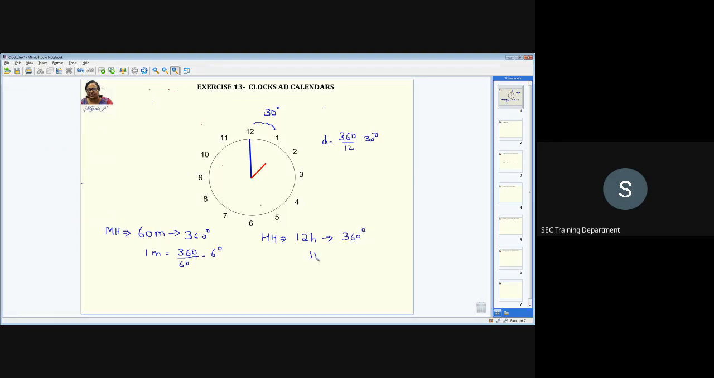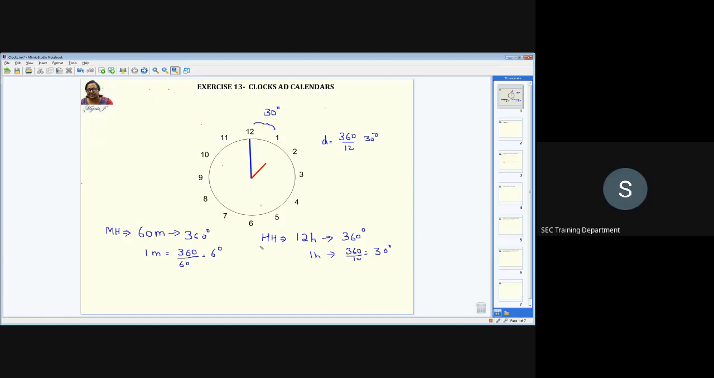So 1 hour, how much is it going to cover? 360 divided by 12, which is nothing but 30 degrees. It's the same thing. 1 hour means, from 12 it will move to 1. So that is 1 hour. It's going to cover 30 degrees. 1 to 2 again is 1 hour. So when this hour hand moves from this to this, it is going to cover 30 degrees. And that is 1 hour. Every 1 hour, it is going to cover 30 degrees.